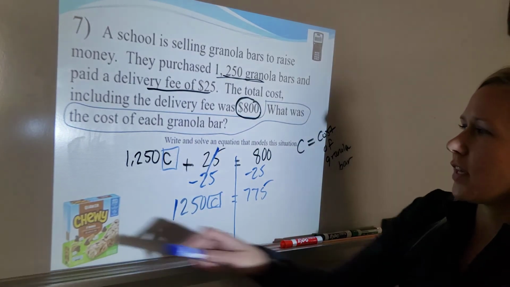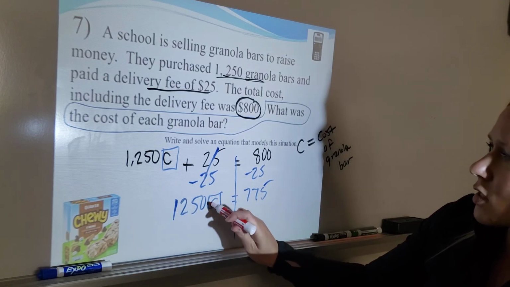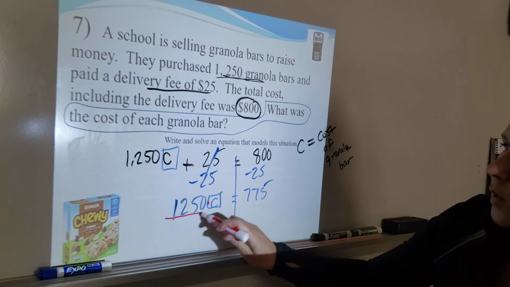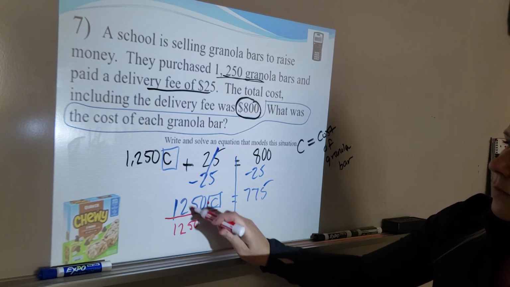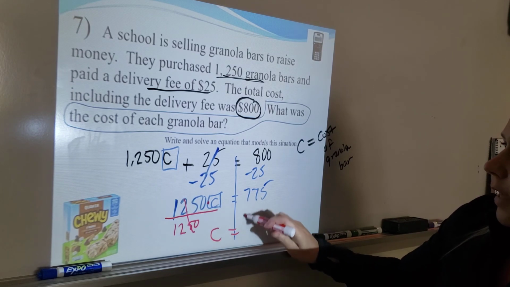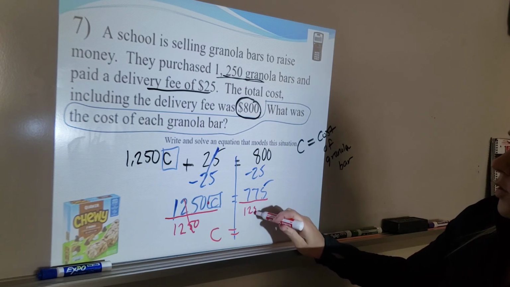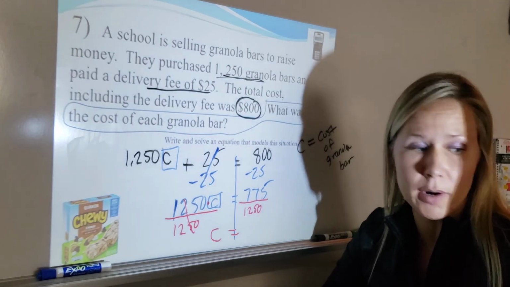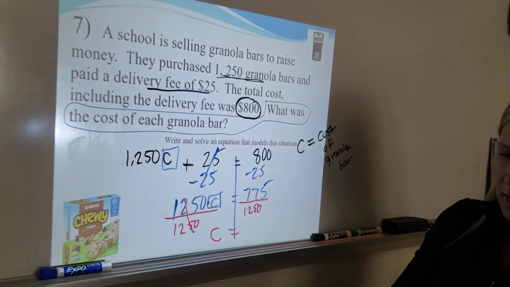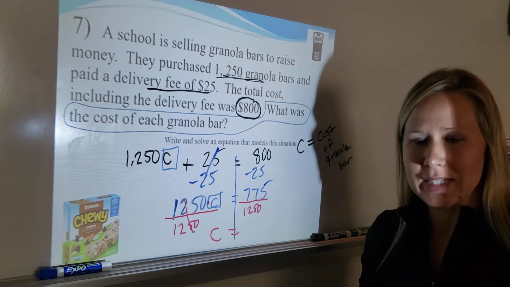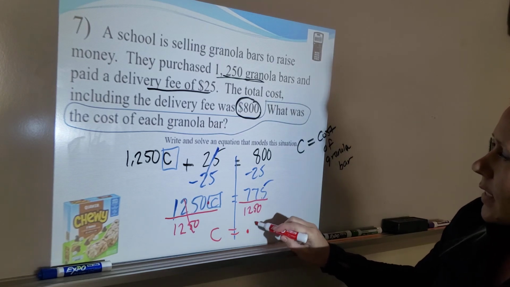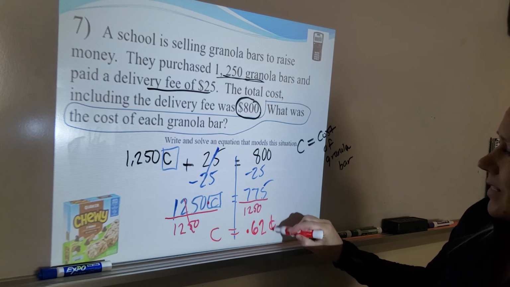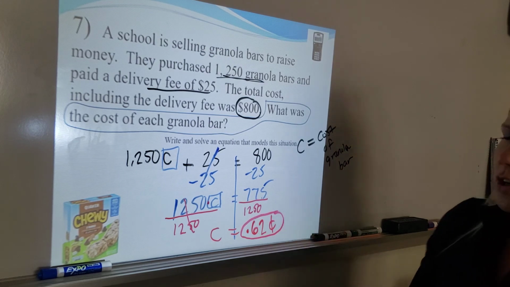Now let's figure out what they each cost. So here, this is multiplied by C. I want to undo it by dividing, and then dividing this side also. So really what I'm doing is I'm taking the total cost and dividing it by all the granola bars. And you can see here how this is going to be a decimal. So if you've got a calculator, you can do it too. My calculator is saying 0.62. So 62 cents for the cost of each granola bar.